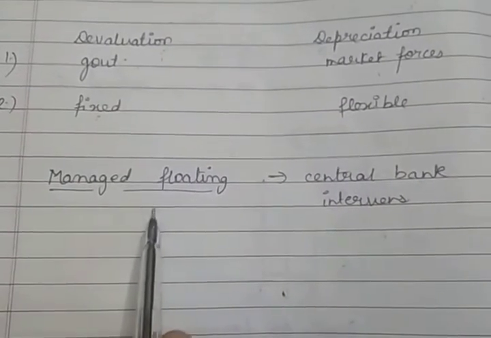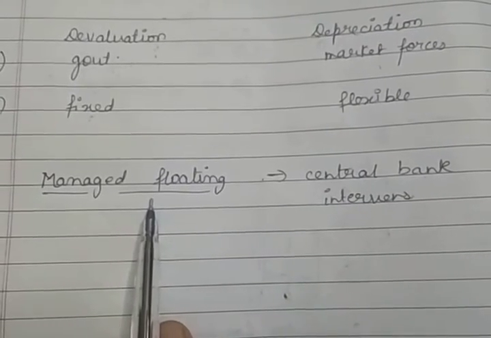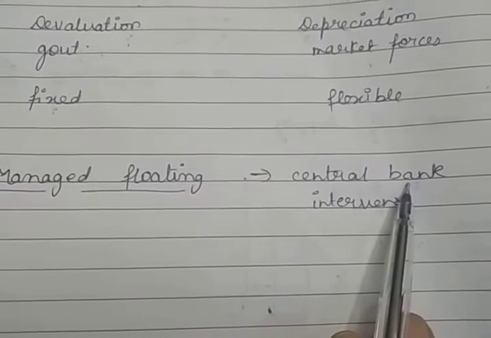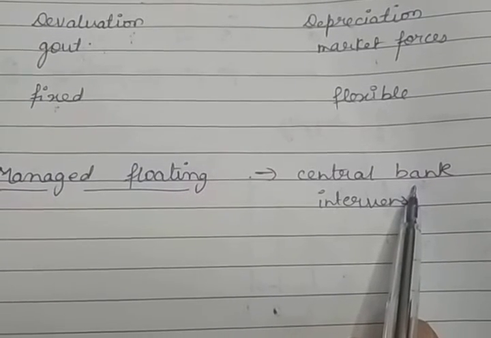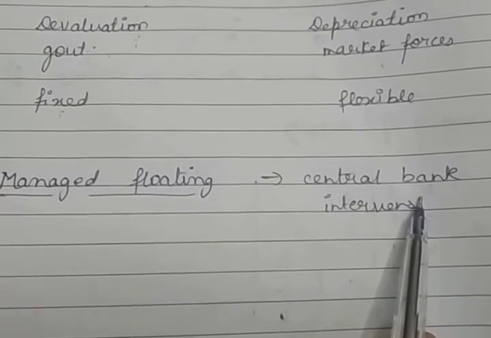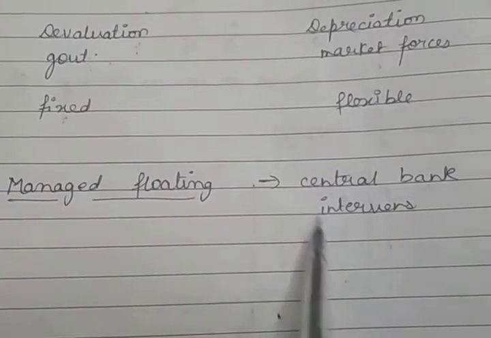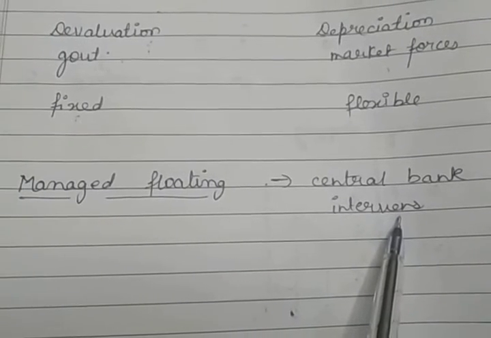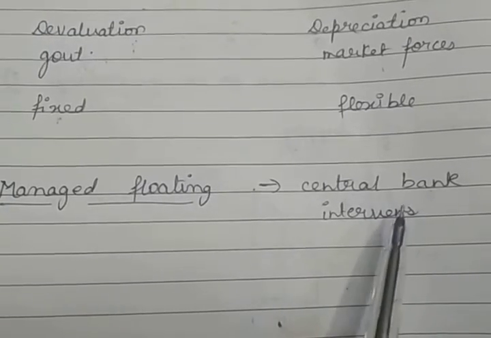Now the last topic of this chapter is managed floating. Managed floating is a system in which the central bank allows the exchange rate to be determined by market forces, but it intervenes at times to influence the rate. In other words, managed floating is a flexible exchange rate which can be moderated by the intervention of the central bank through buying and selling of foreign currencies in the open market.